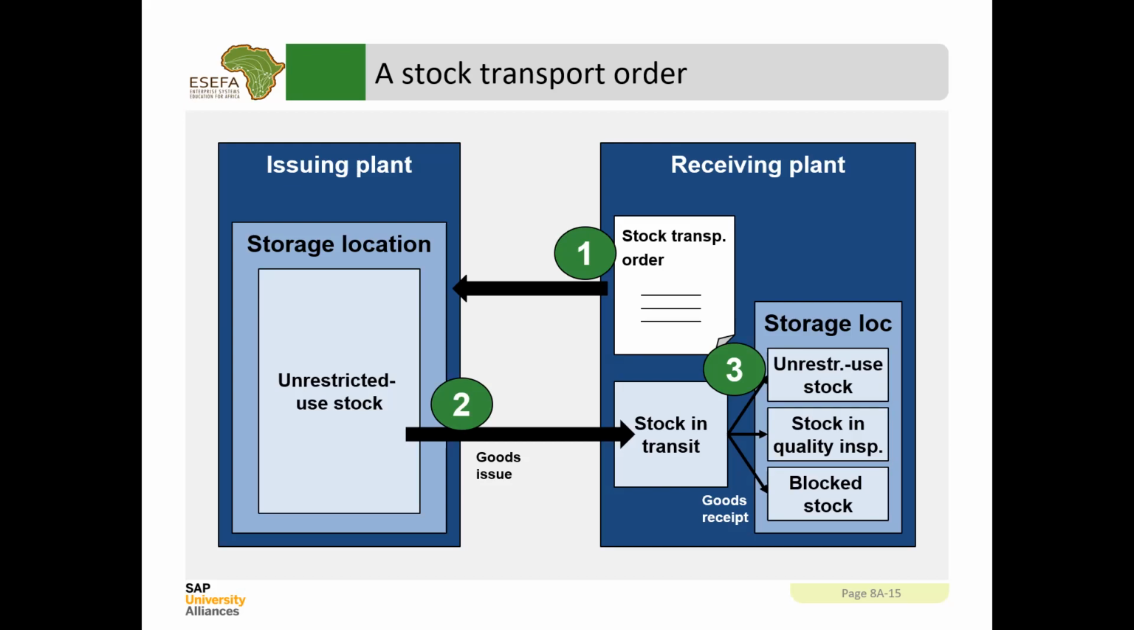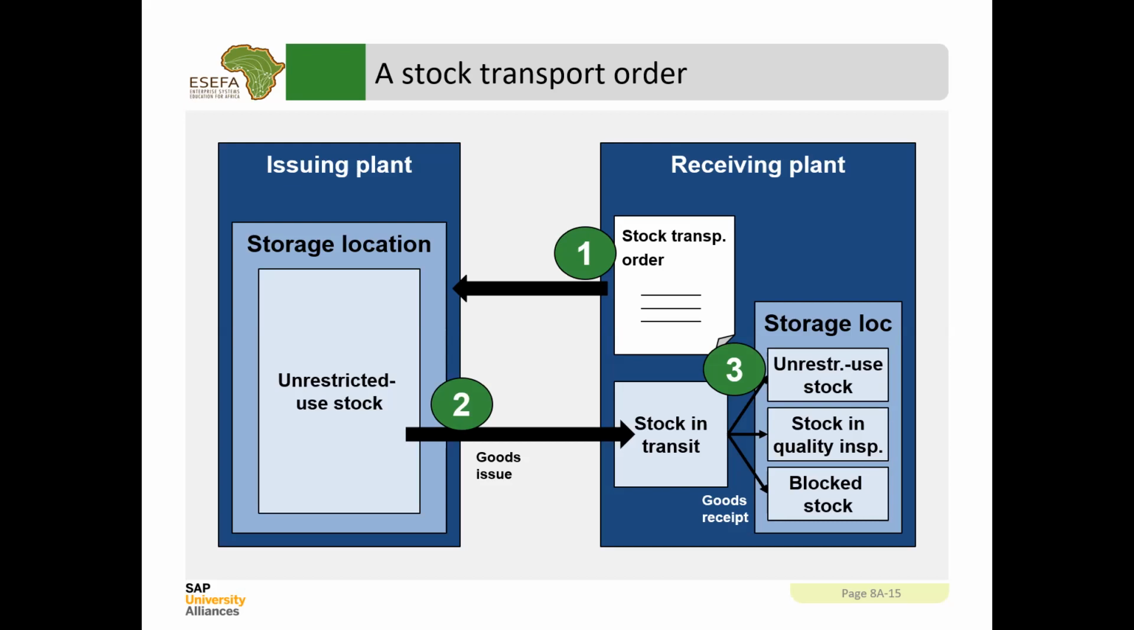So goods issue moves from the issuing plant and is transformed into stock in transit. Now, stock in transit is goods that have left the issuing plant but have not yet arrived at the receiving plant. So stock in transit reflects the quantity that is being moved from the issuing plant, but it's not yet received. The receiving plant has not yet acknowledged it.